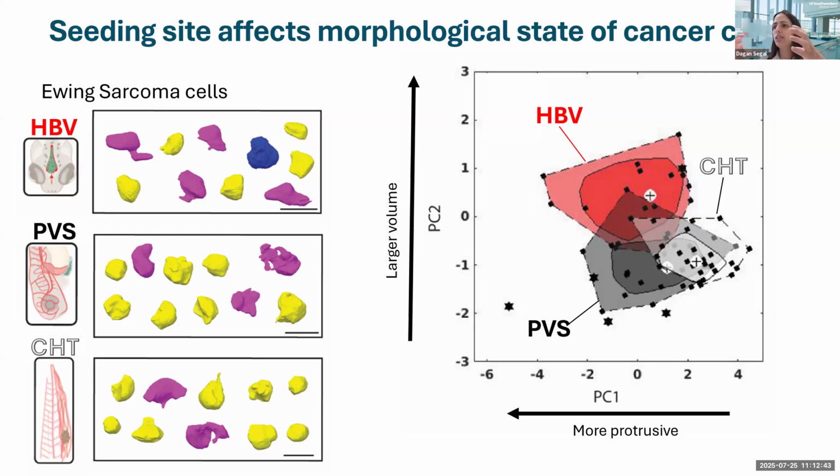So the cells in the CHT tend to be much more rounded compared to the PVS cells that tend to be much more elongated. And the cells in the hindbrain ventricle were more elongated compared to the CHT and distinct from both other groups. And initially, this was counterintuitive to us because the HBV was essentially our mechanically softest environment. It's essentially a fluid-filled compartment. So we thought the cells would be more rounded.